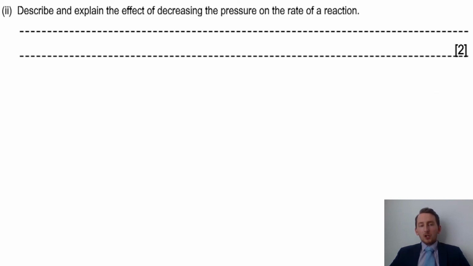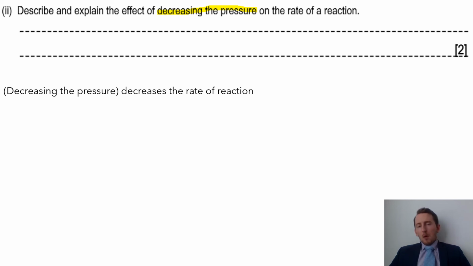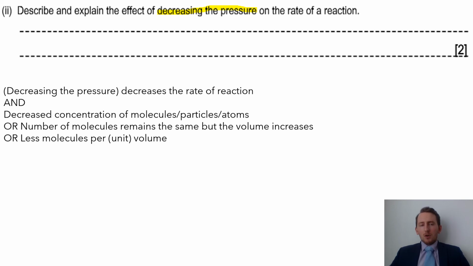Okay, and then to finish off, we've got: describe and explain the effect of decreasing the pressure on rate of reaction. Again, just make sure we're not messing anything up there. With this, we're decreasing the pressure, therefore we're going to decrease our rate of reaction, first and foremost. But along with that, we need to give a reason as to why that's going on.